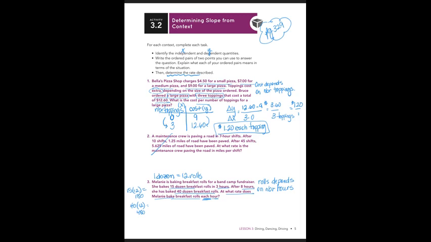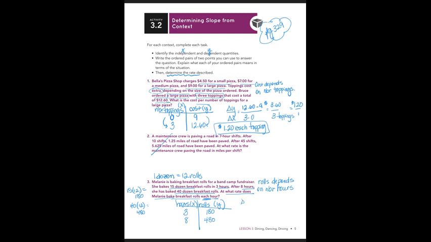So we know that rolls depends on number of hours. So I'm going to make my table with number of rolls for my y variable. And then I'm going to have hours for my x variable. And I know that in 3 hours, I can make 180 rolls. And after 8 hours, I have made 480 rolls.